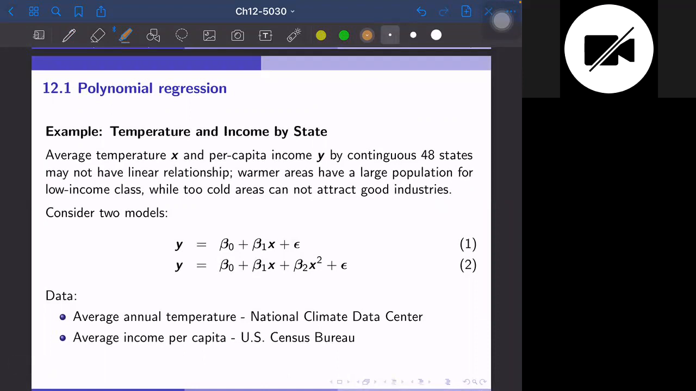This is one example, temperature and income by state. Average temperature X and per capita income Y for the contiguous 48 states may not have a linear relationship. Maybe warmer areas have a larger population of the low income class, while areas that are too cold cannot attract good industries. In warmer areas, it's easier for, for example, people without houses to live, so possibly we have more poor people, which makes the income lower. And in colder areas, obviously, they have trouble attracting industries. So we think about two models: y is equal to beta naught plus beta 1 x plus epsilon, and the alternative, y equal to the same terms plus the quadratic term.